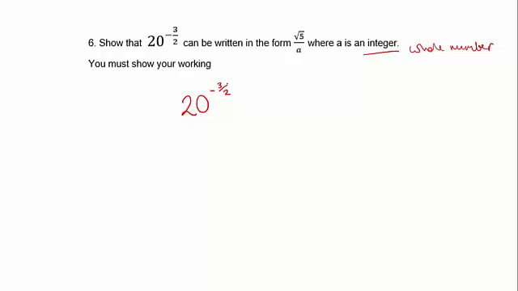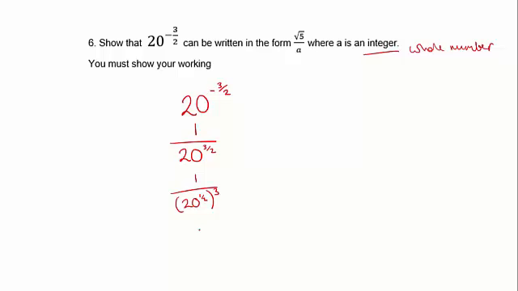Now the first thing we're going to say is, right, that's a negative power. What do we know about negative powers? They become reciprocals. So that is the same as 1/20 to the power of 3/2. Now 20 to the power of 3/2, well, that is the same as saying 20 to the power of a half cubed, because a half times 3 gives us 3/2.